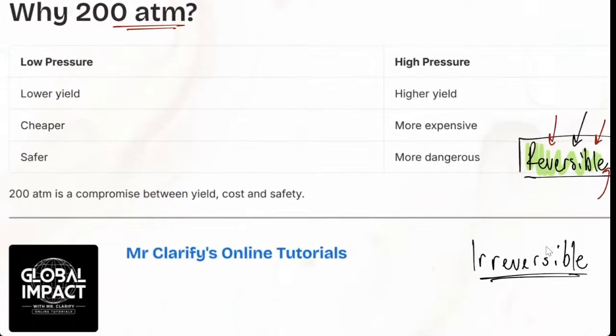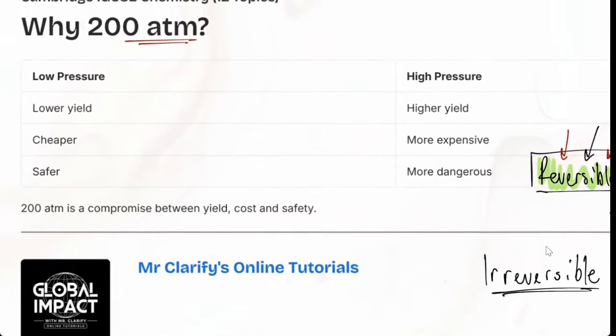Why 200 atmospheres now? Why pressure? Why do we need a pressure of 200 atmospheres? I don't want to make you guys cram. But look here. We said yesterday, nitrogen plus hydrogen to give us ammonia.